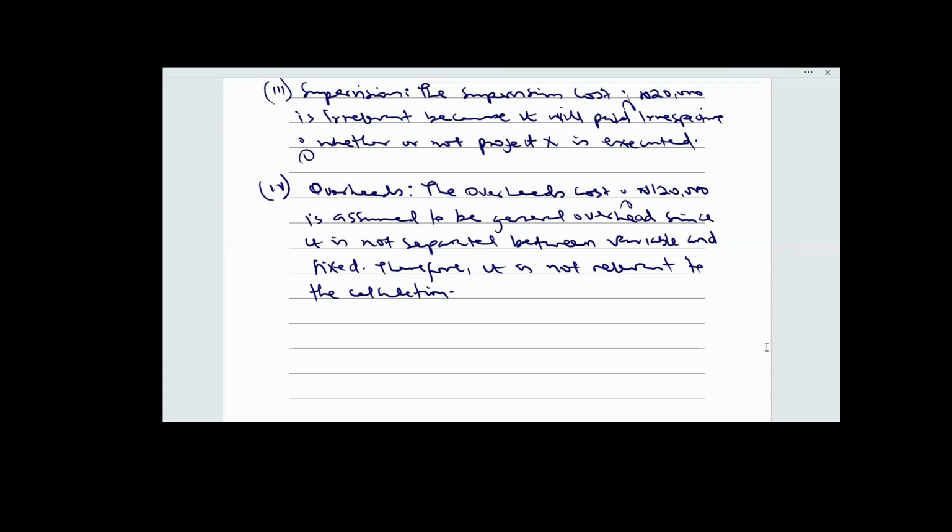All right, so let's move on to the next one. Number 5, the company is currently operating at a point above break-even point. That one has nothing to do with our calculation.